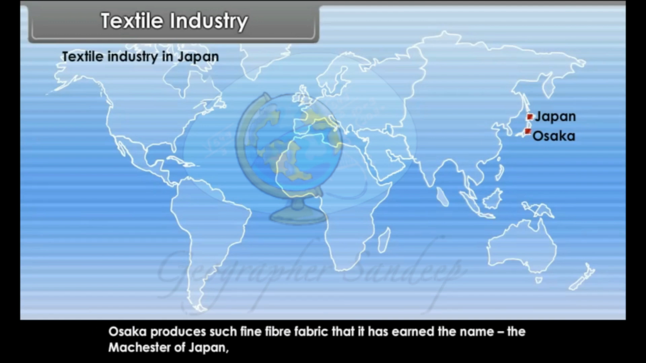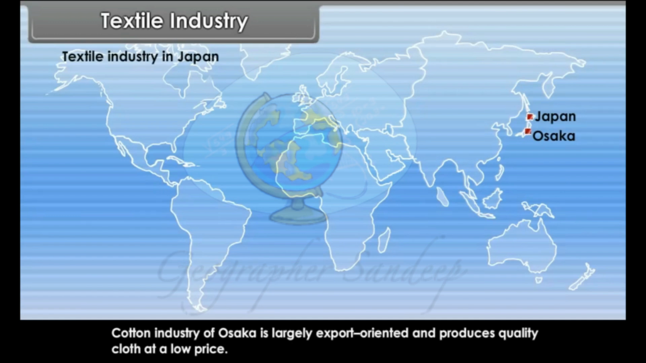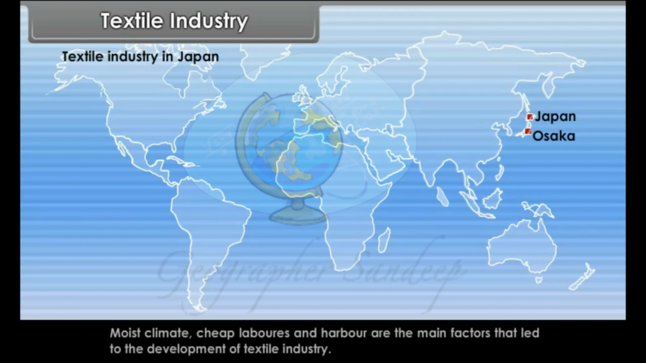Osaka produces such fine fabric that it has earned the name the Manchester of Japan. The cotton industry of Osaka is largely export-oriented and produces quality cloth at a low price. Moist climate, cheap labourers and harbour are the main factors that led to the development of the textile industry.